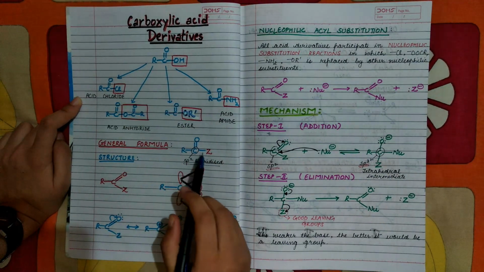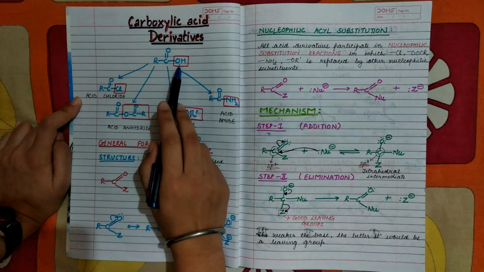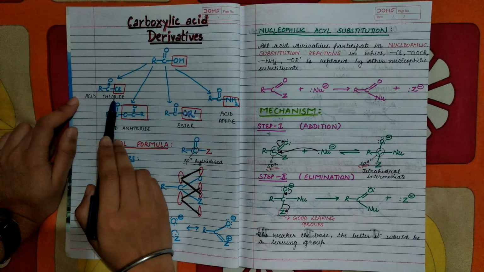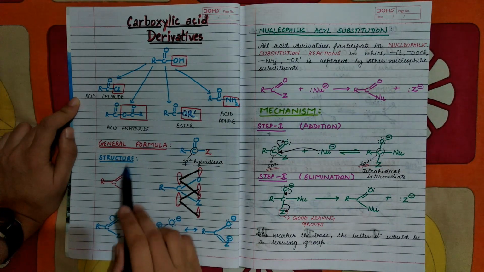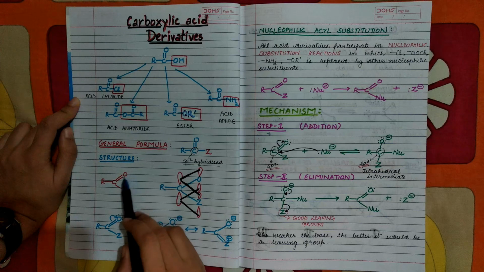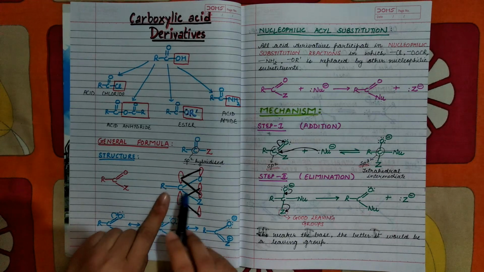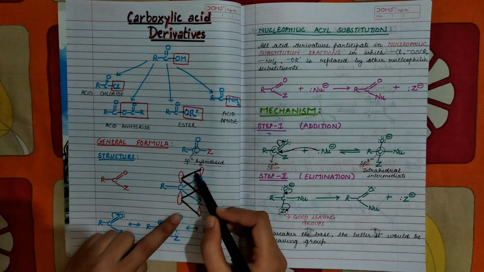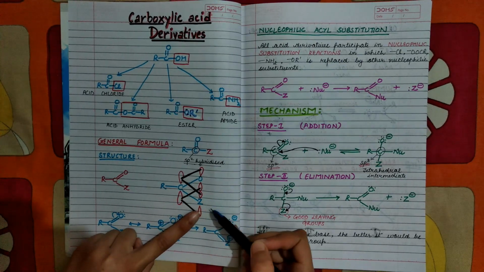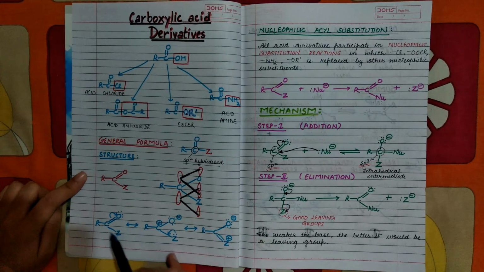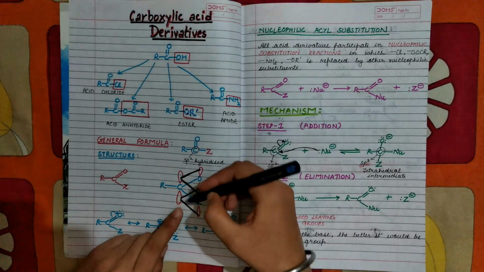The general formula of carboxylic acid derivative is RCOZ, where Z is the group with which we have replaced the hydroxyl group. This is acid chloride, acid anhydride, ester, acid amide. The structure is R-C double bond O of the carbonyl group, and this is Z, that is the group. Now here, this double bond is represented by black lines. Why have we shown a double bond between carbon and the Z group? Because due to resonance, the Z group also attains a partial double bond with carbon. That's why we have also shown it in black lines.